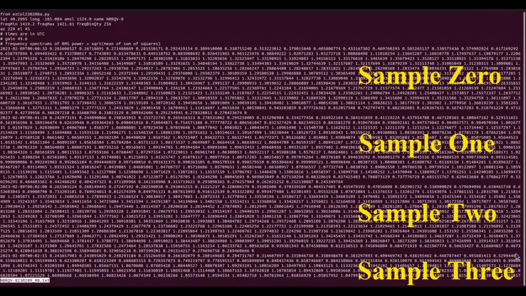I defined the very first sample as sample 0. The next long line is sample 1. The next line after that is sample 2.